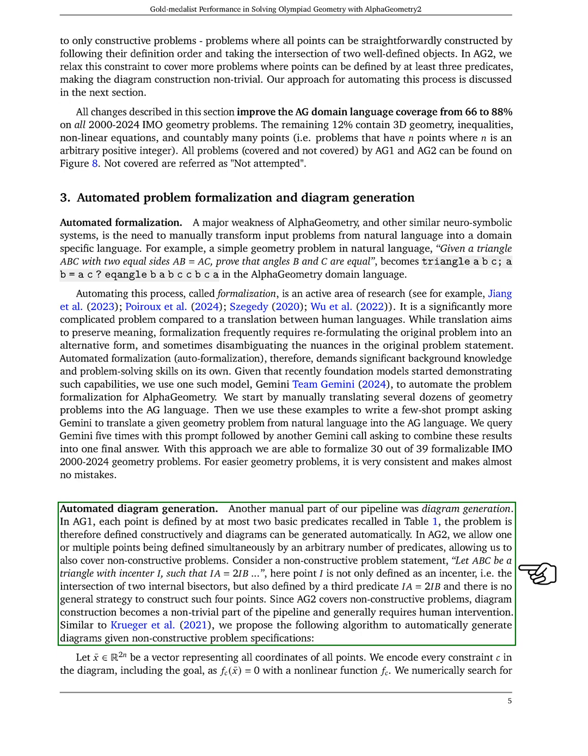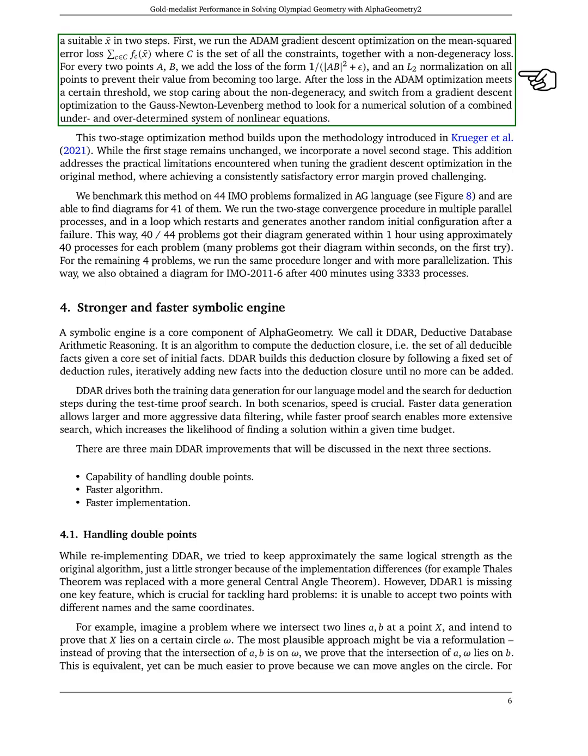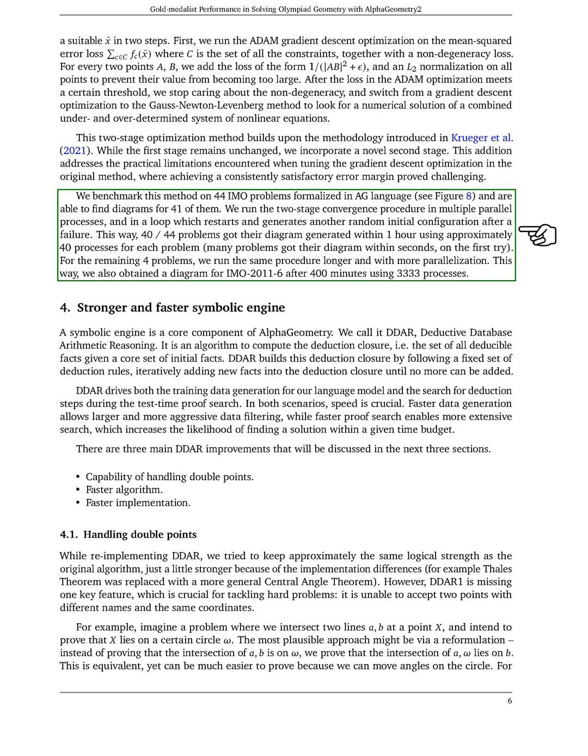To automate diagram generation for non-constructive problems, we propose an algorithm that encodes constraints as functions and uses a two-step numerical search. Initially, we apply gradient descent optimization to minimize errors related to these constraints. Once we reach a certain accuracy, we switch to a different method to solve the resulting equations. This two-stage approach improves upon previous methods and allows us to generate diagrams for 41 out of 44 formalized problems efficiently, often within seconds.